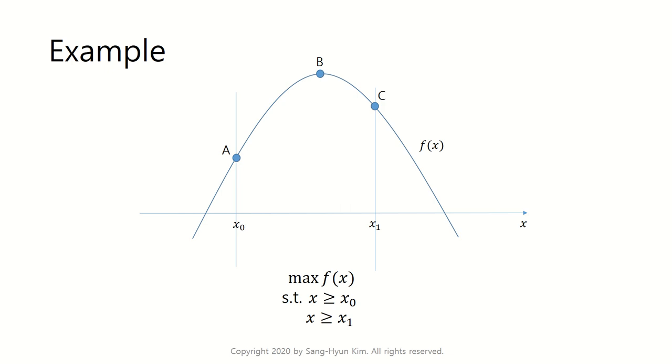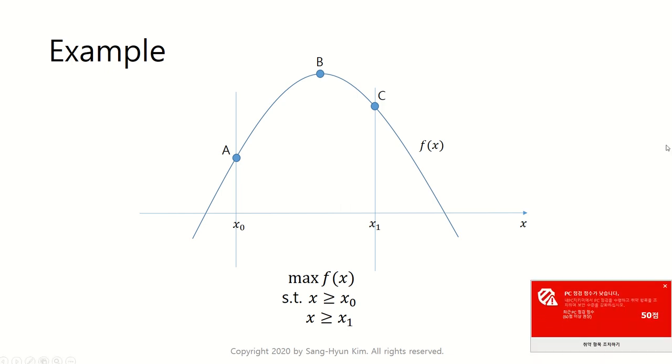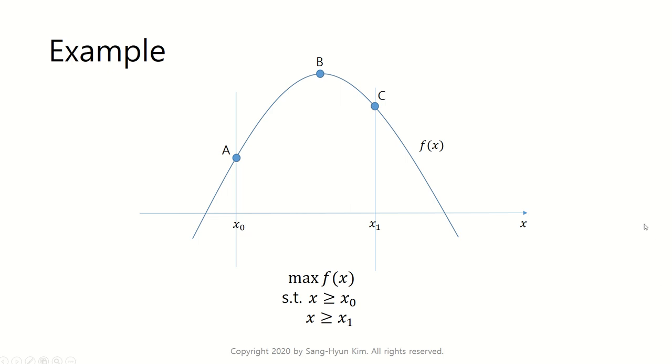So we can ignore the first constraint, because if x is greater than x1, then it must be greater than x0. So if the second constraint is satisfied, then the first constraint is automatically satisfied. So we can ignore the first constraint. We can focus on the binding constraint. And again, the solution is C. The maximum point is C.